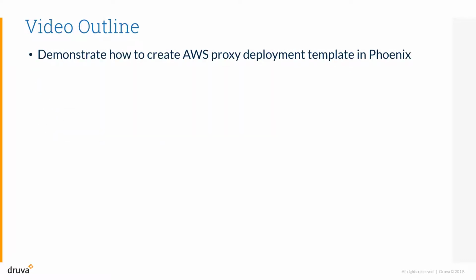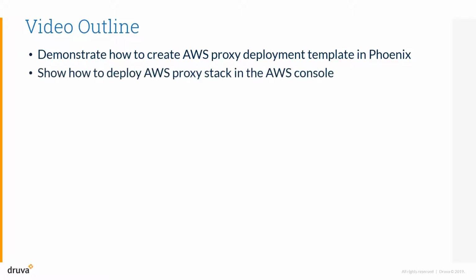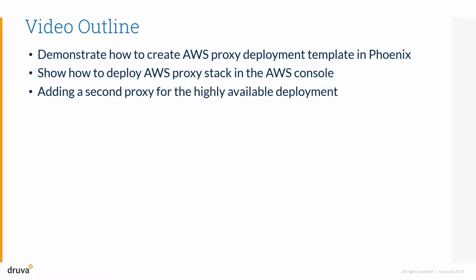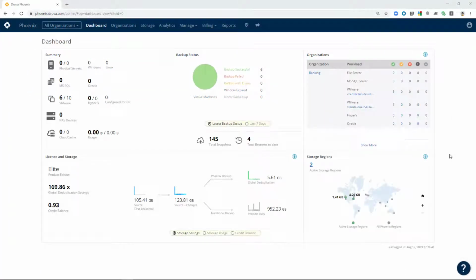This video focuses on the Phoenix side of the AWS proxy deployment. However, it also shows the AWS side of the deployment. In the last part of the video, I'll demonstrate how to deploy a second proxy to take advantage of the AWS highly available architecture. Let's switch to the Phoenix console.